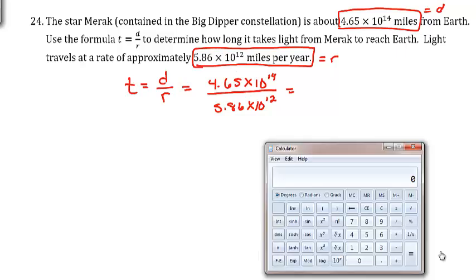Okay, so let's calculate what this is. So we want a parenthesis, and then 4.65, and then our power of 10 button, and the power is 14, and then I'm going to close my parentheses, and then the division symbol, and the parenthesis, and then we have 5.86, and then the power of 10 button, and the exponent there is 12, and then I'm going to close off my parenthesis and hit equals. And so it's 79.35.